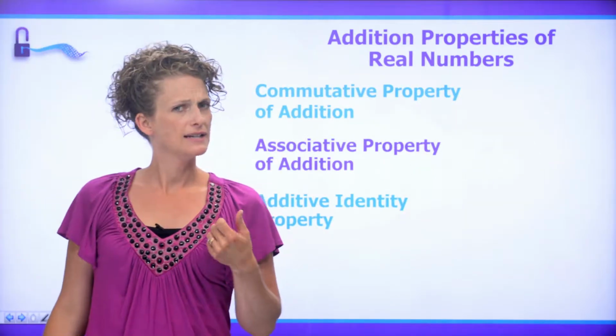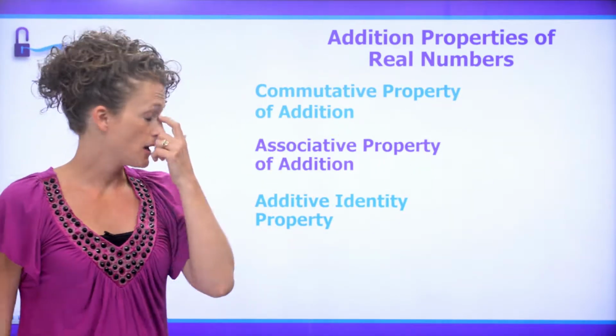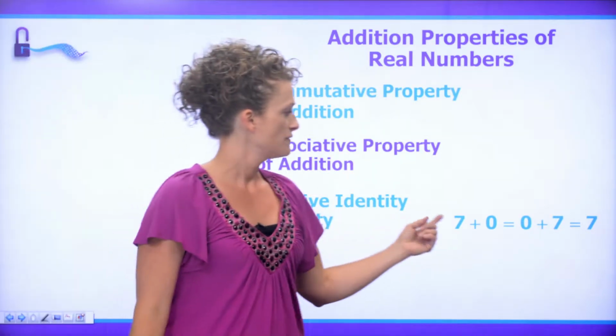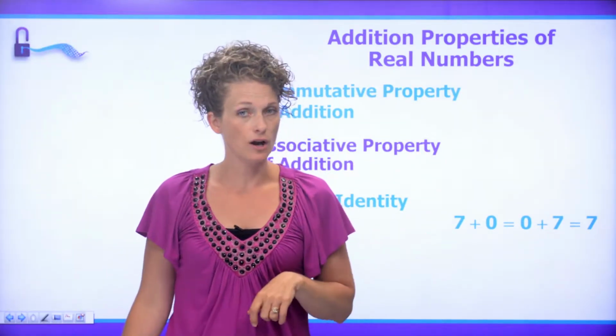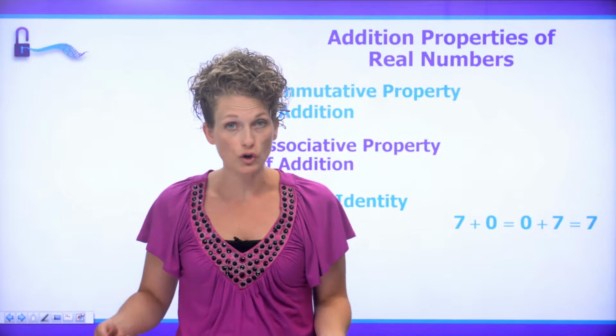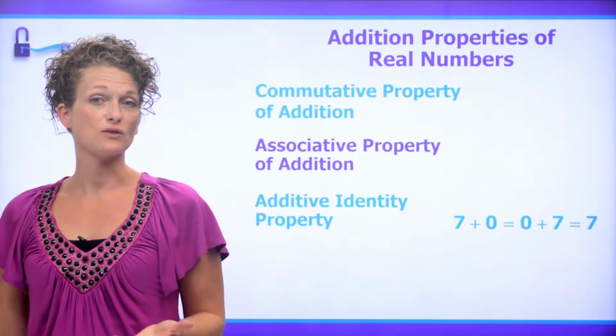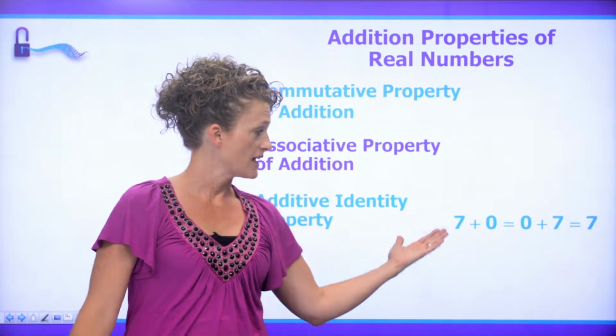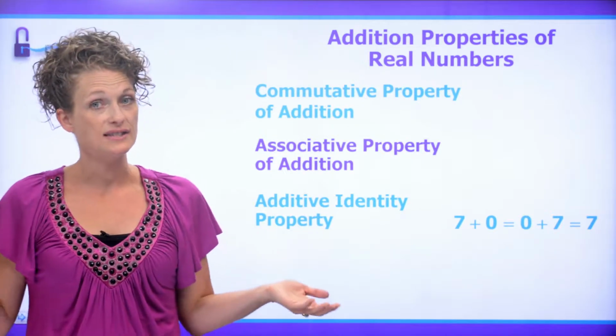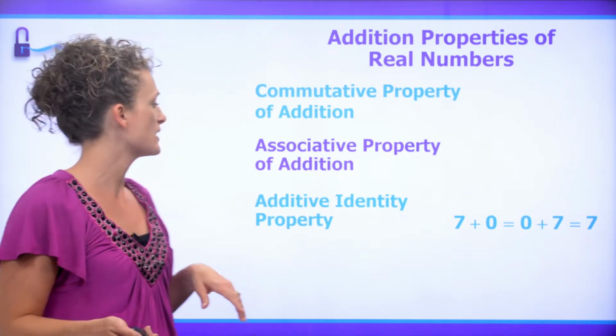The additive identity property. Now the identity property in this case, if I add 7 plus 0, again, it doesn't matter what the order is, it still is going to equal 7 because 7 plus 0 is just 7. And that actually makes sense to us.